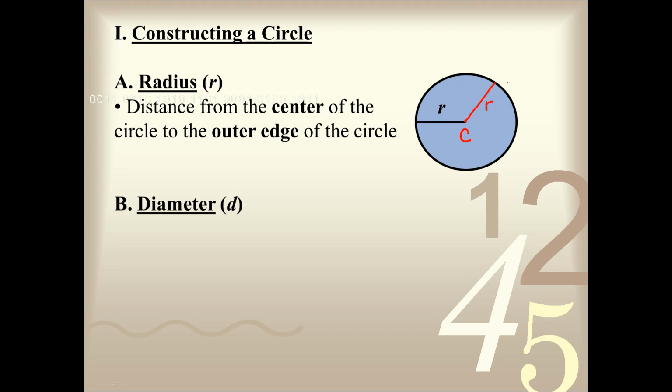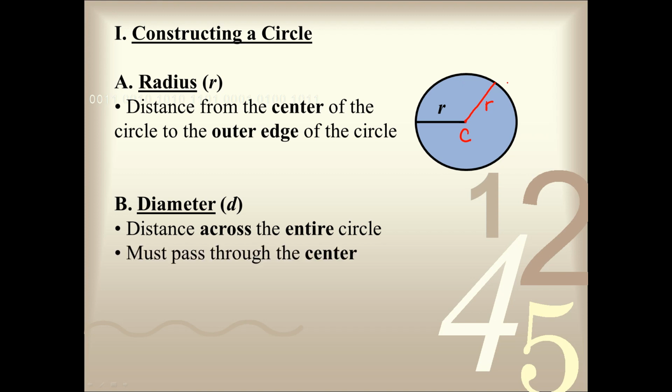Diameter, which we'll abbreviate with a lowercase d, represents the distance across the entire circle. However, the diameter must pass through the center of the circle. Okay, let's erase this here and let's go to another circle. So the diameter goes from one side of the circle to the other, but it must pass through the center of the circle.